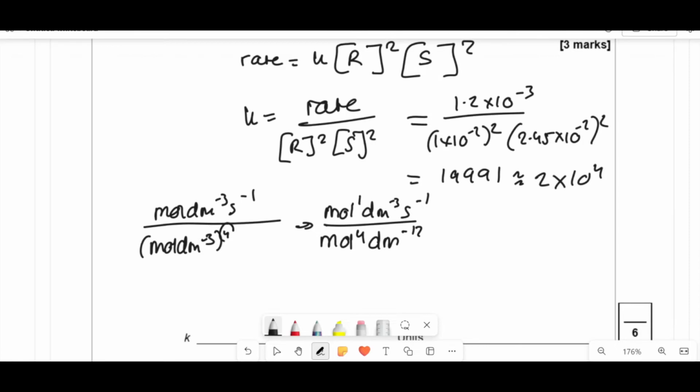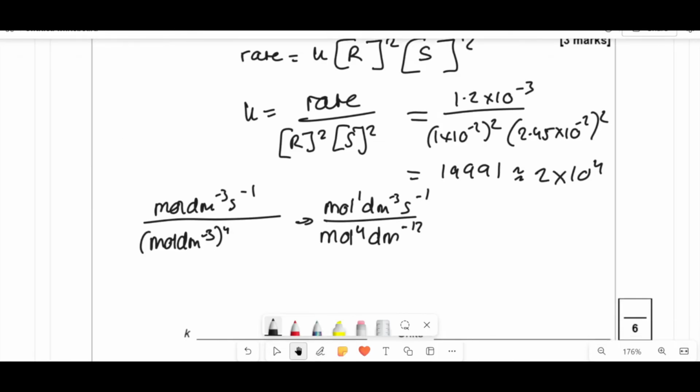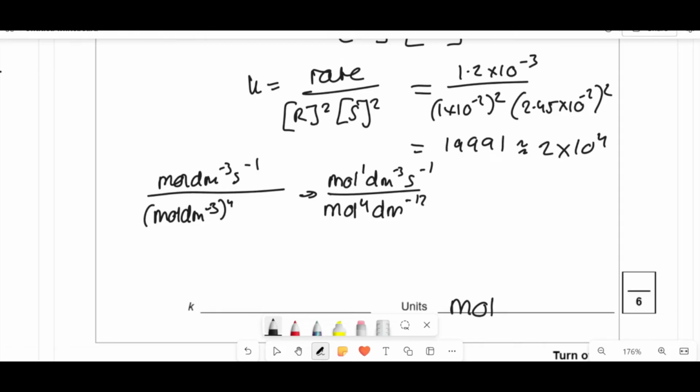Because if you've got brackets like this and you're raising something with indices to a power, you're multiplying them. Whereas if you're timesing indices, like 2 to the 4 times 2 to the 6, you add them. But if I do 2 to the 4 all squared, then I'm timesing these. Here, if we're dividing, we're subtracting the powers. So you've got 1 minus 4, which gives mol minus 3, right? And then minus 3 minus minus 12, which is dm 9, and then s minus 1, there's nothing here to do anything with it, so it stays as s minus 1, and that's going to be 2 times 10 to the 4.